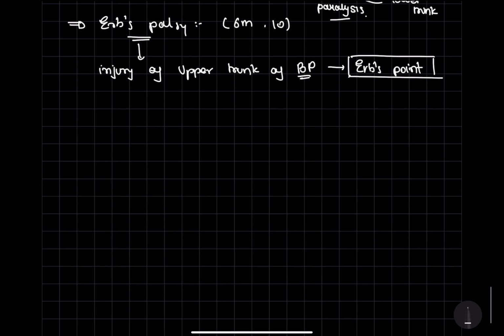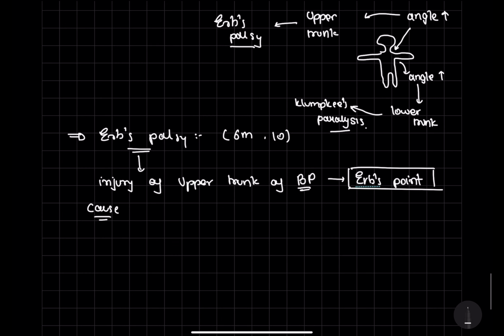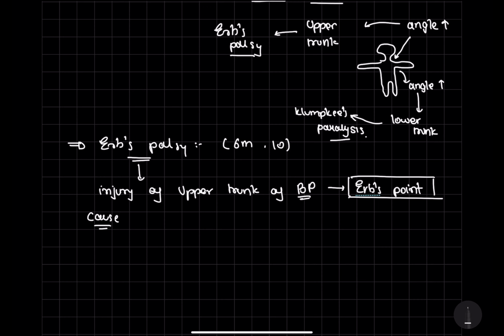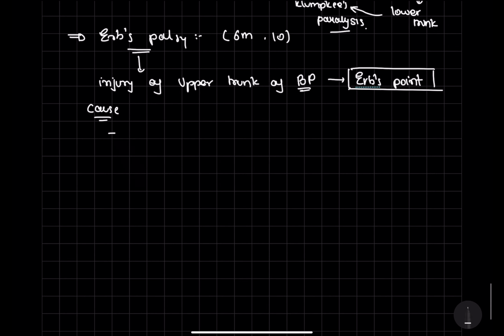Okay, now starting with Erb's palsy or Erb's point, what could be the cause? We know the cause is that the angle between your head and your upper limb has increased. Because of that there is an upper trunk injury and because of that there is Erb's palsy. But what could be the causes because of which this angle can increase? The causes could include falling from a height and landing on your shoulder.